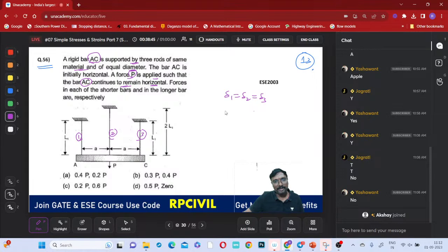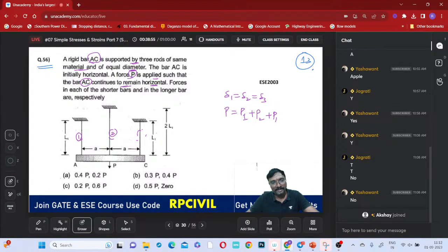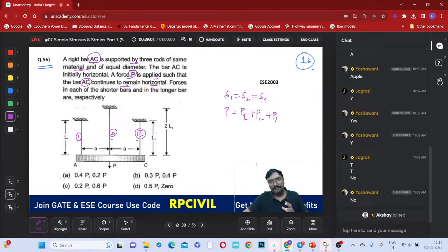Now the total load P will be shared by P1 plus P2 plus P1. You just make it as 1, because the left side and the right side are the same. So delta 1 is equal to delta 1 again, because the left side and right side ends are the same. So P is equal to 2P1 plus P2. This is equation number 1.